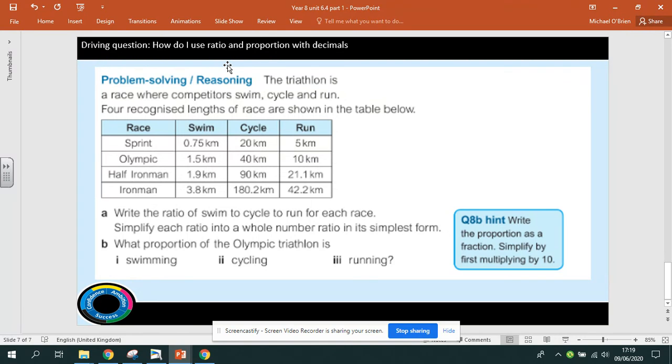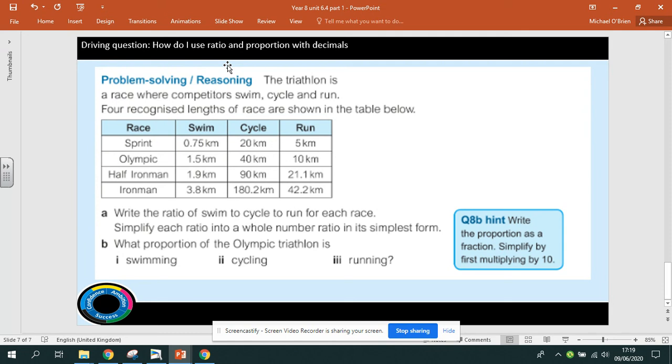Okay, another question for you. This is a question that's in a little bit of context. It's all about triathlons. Don't worry if you don't know what a triathlon is or you're not interested in it. It doesn't matter for this. Just look at the way the questions are built and work your way through the question.